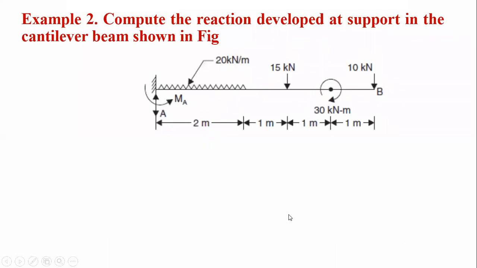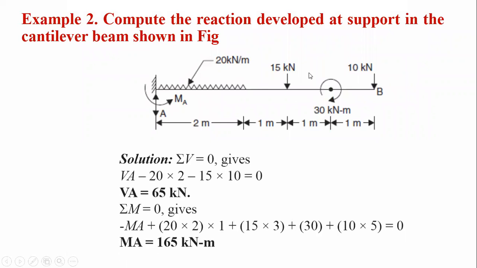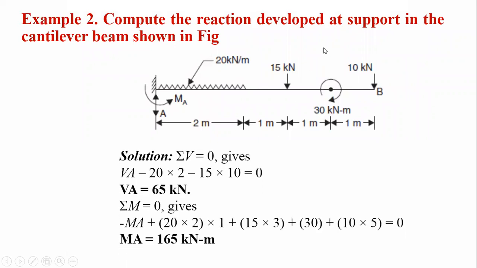Compute the reaction for this cantilever beam as shown in the figure. Here also, this beam is fixed at A, free at B. It is subjected to a UDL of 20 kilonewton per meter.